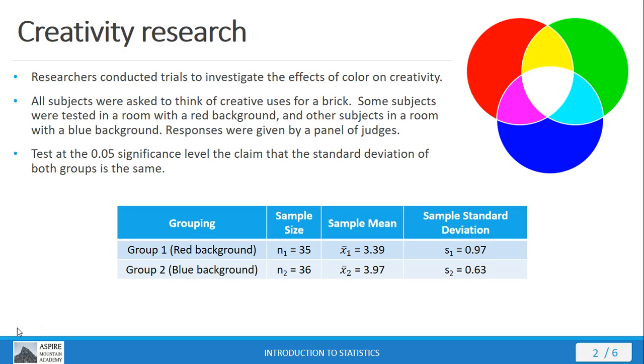We're going to test at the 5% significance level the claim that the standard deviation of both groups is the same. In other words, even though we see a difference here with the samples, we're testing the standard deviation of the population. We're going to say that even though these are different, that's just a fluke of the sampling that we took, and that in actuality the population standard deviations for these two groups are the same. So the amount of variation that we see in each of these groups is going to be identical.